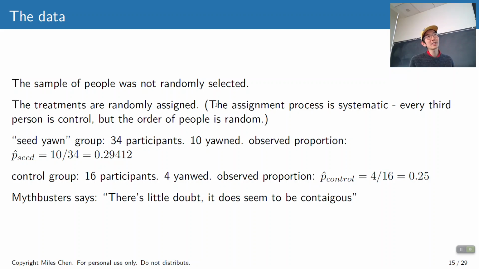I think in the video they said the difference between 29% and 25% is not dramatic, but given that it's their largest sample ever, 50 people, they said this confirms the idea that yawning is contagious. And the narrator says, there's little doubt it does seem to be contagious.